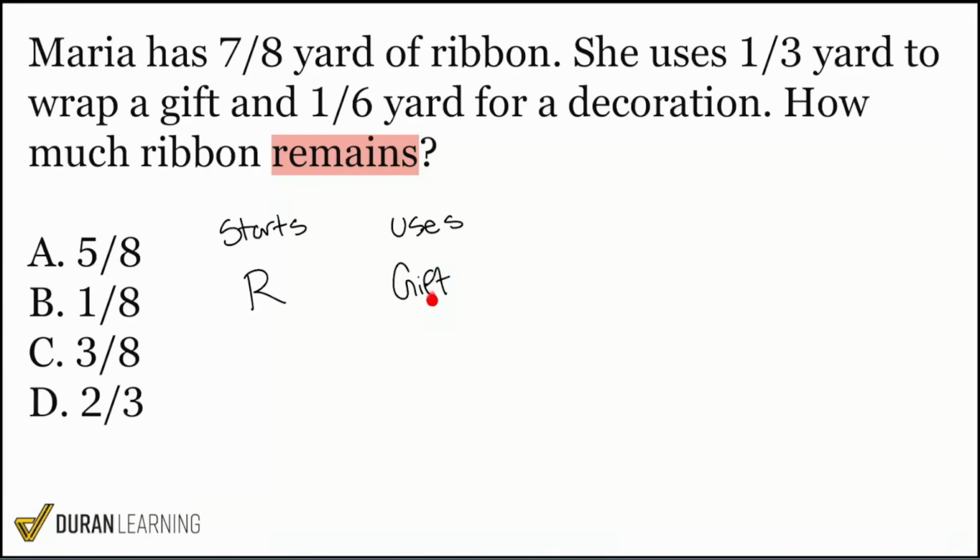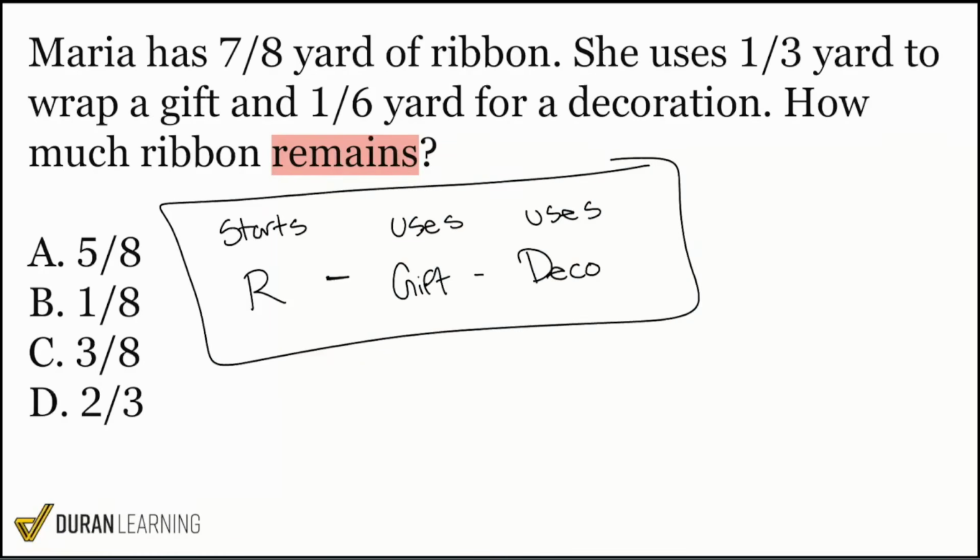Yeah, that's going to end up being subtraction, because we start off with this much ribbon and then we are going to subtract what we used for the gift. On top of that, we use some more for the decoration, so for that decoration, we are also going to subtract that as well. So remember, everybody, if you can get to the point of understanding that we are just subtracting twice, then you can feel pretty good about your ability to solve the problem.